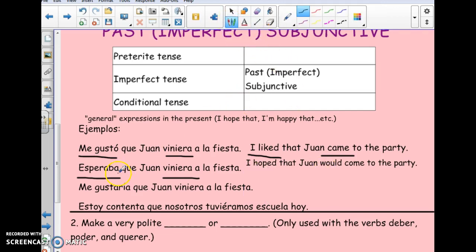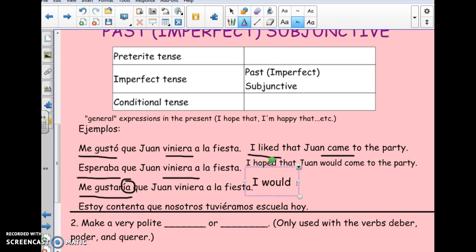And then the last one uses the conditional. So you see that "ía" ending. It says, "Me gustaría que Juan viniera a la fiesta." Notice we're still using that "viniera." Nothing has changed about the imperfect subjunctive. But it says, I would like Juan to come to the party.